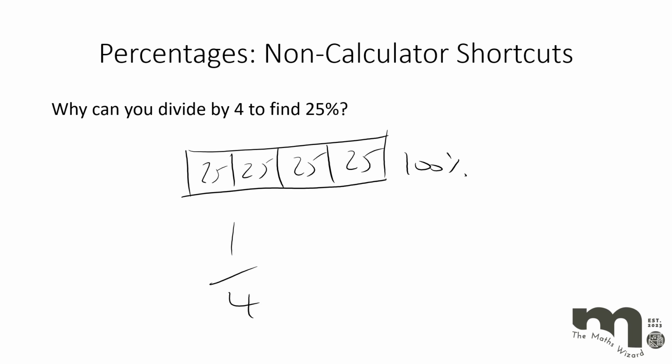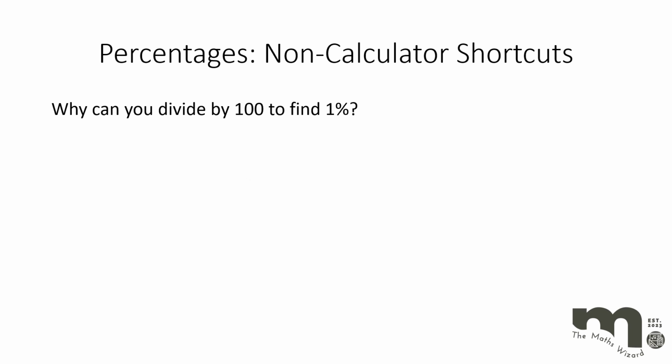Okay, final method then, quick shortcut I'm going to show you is this one. So you can divide by 100 to find 1% because 1 goes into 100 100 times, and it's the same as 1 over 100 as a fraction. So always remember that whenever you divide any number by 100, you will find what 1% is, and that can be quite useful for pretty much any percentage question that you attempt, whether that be calculator or non-calculator.